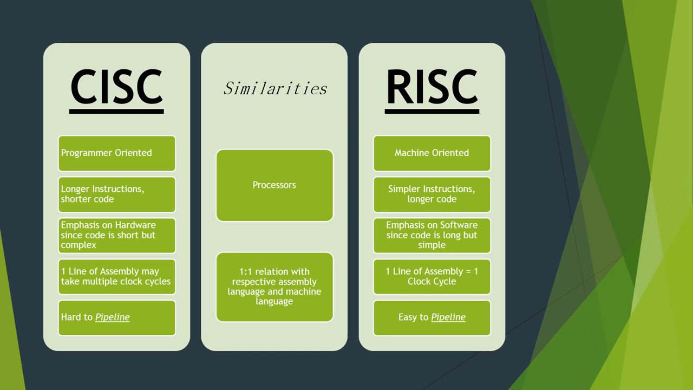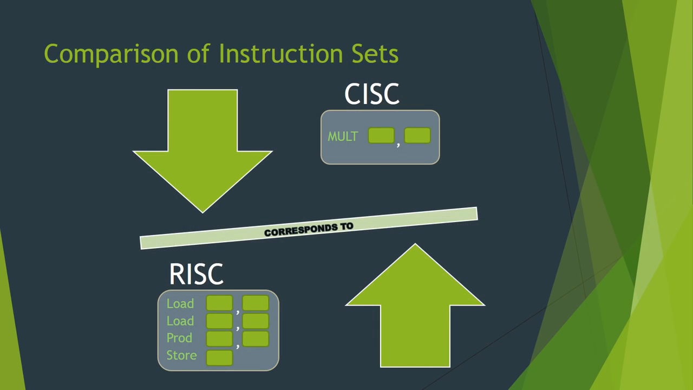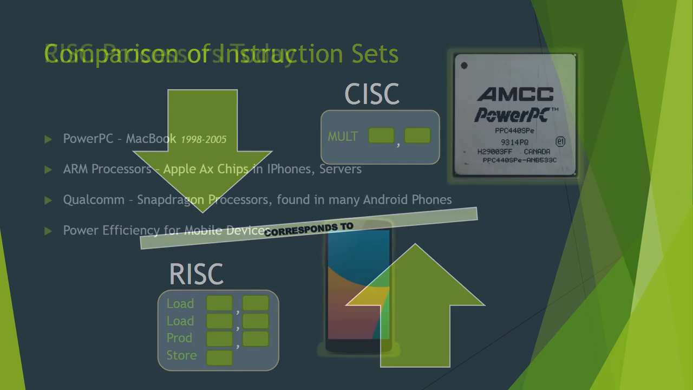Since RISC is simple, each line of assembly takes one clock cycle to execute, while CISC assembly lines may take multiple cycles. Take, for example, the process of multiplying two numbers together, which requires register loading, multiplying, and storing the resulting operand. A RISC processor needs you to list all of these instructions one by one, whereas a CISC processor can use the mult instruction to do this all at once.